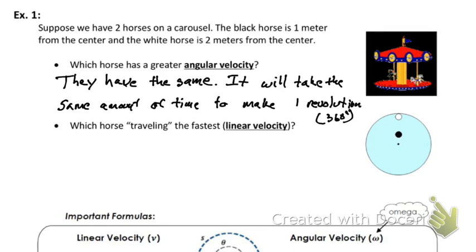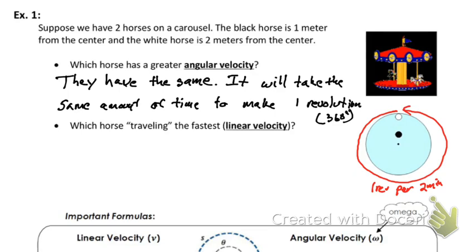All right, now it says which horse is traveling the fastest, the linear velocity. So linear velocity is actually the speed at which it's going. So we already said in my example before, it takes 2 minutes for this to get all the way around. So we're going to say this takes 2 minutes to get around. Its angular velocity is 1 revolution per 2 minutes.